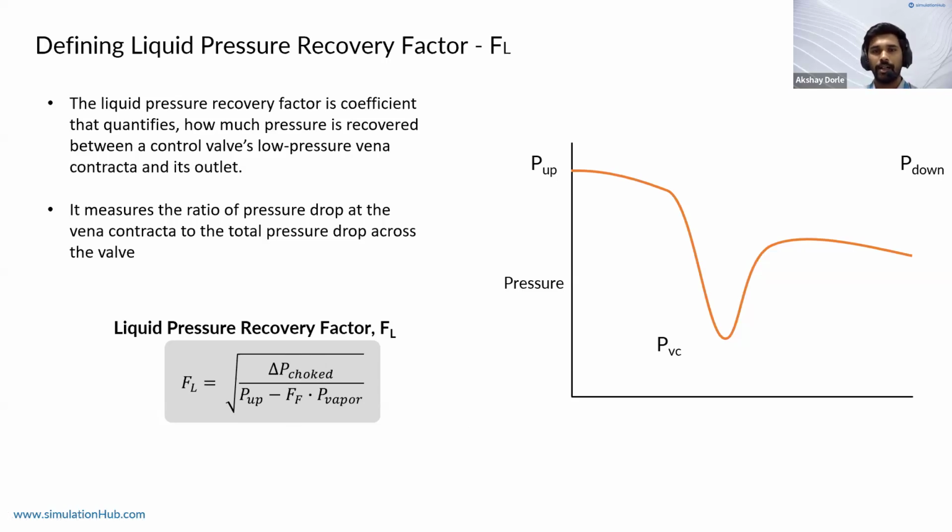So what exactly is the recovery here? As we have seen, the pressure dips below a certain minimum. So it starts upstream, it goes to a very minimum value, and then it regains its pressure. This regaining of the pressure after the vena contracta is referred to as pressure recovery. So we quantify this recovery using what is referred to as FL.